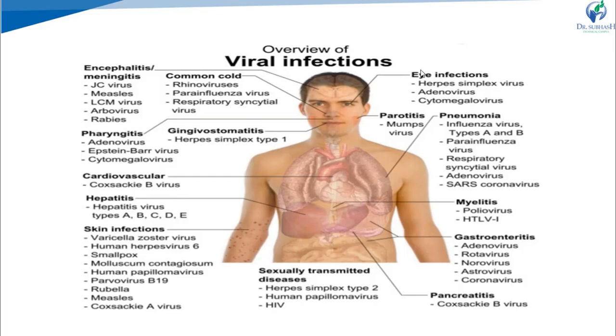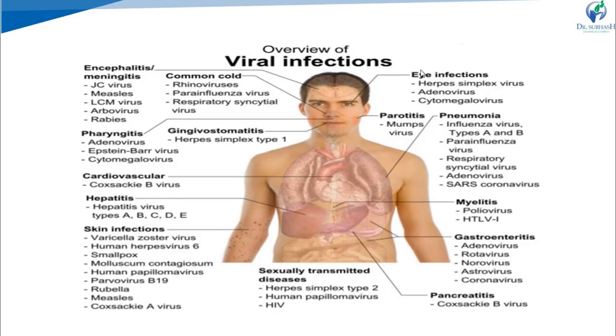Skin infections are caused by different types of viruses: varicella zoster virus, human herpes virus 6, smallpox, measles, rubella, etc. Then gastroenteritis, which is an infection of the stomach and intestine, is caused by adenovirus, rotavirus, norovirus, astrovirus, and coronavirus.